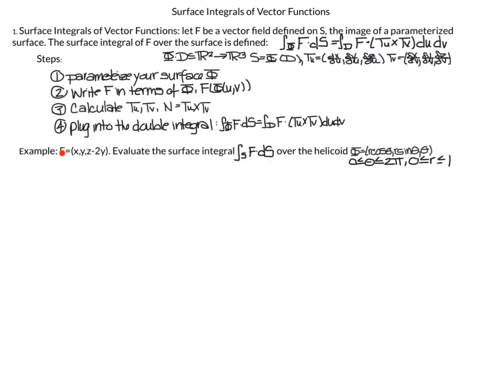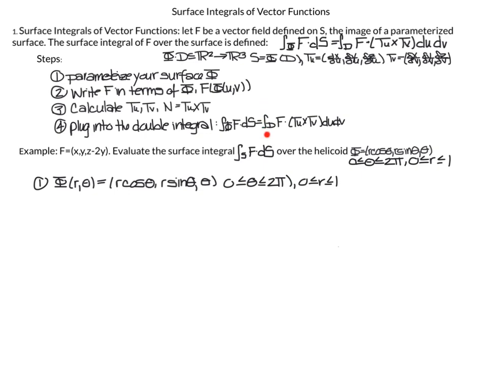So we're going to let our vector field be equal to x, y, z minus 2y, and we're going to evaluate the surface integral over the helicoid, which is parameterized by r cosine theta, r sine theta, and theta. Our first step is to parameterize our surface phi, and in this case it's already been done for us. So we copy that down, as well as including the limits of theta and r. And copying this down as well will make it easy when we plug into our double integral.